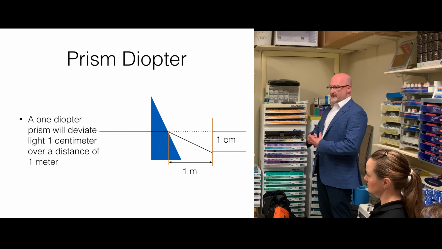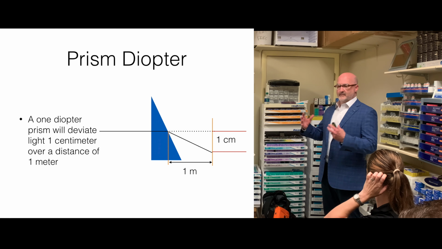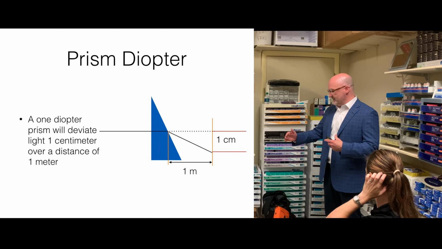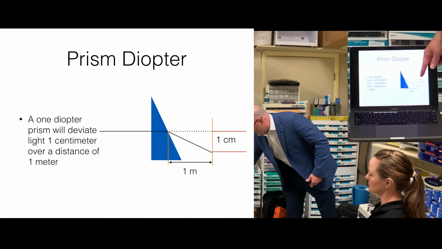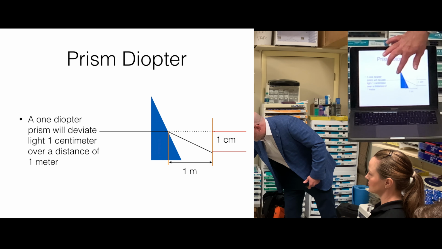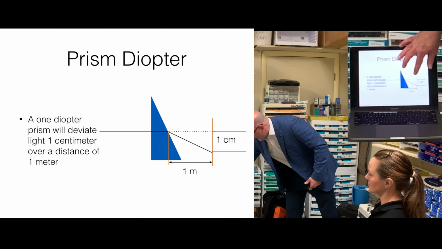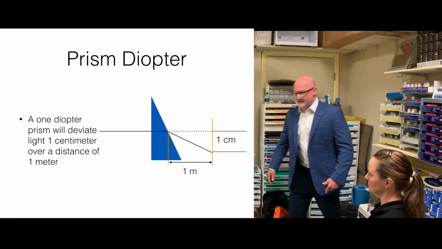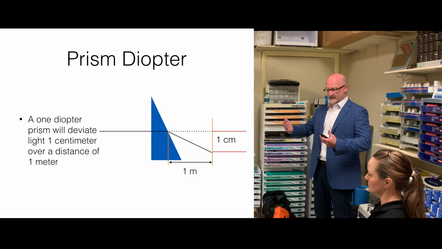The definition of a prism diopter is a deviation of 1 centimeter over a distance of 1 meter. That means that light is going to bend down, first of all, towards the base. If this prism were not here and the light continued to propagate straight, that's where it would be. However, because the prism is in the way, it's bent down towards the base, and it's bent 1 centimeter over a distance of 1 meter. At 2 meters, it would be bent 2 centimeters, and so on.